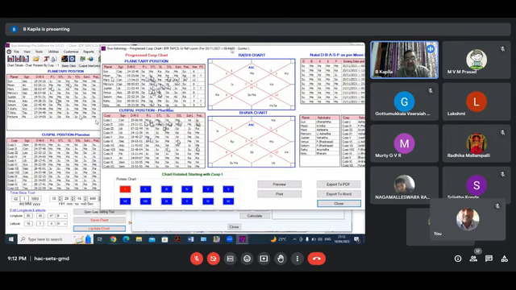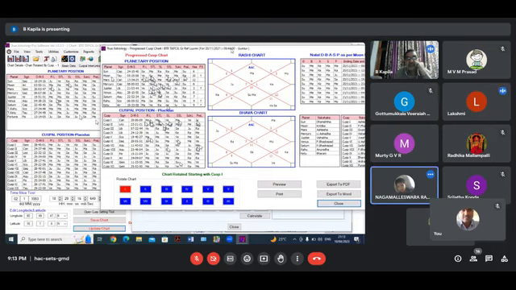Saturn is in 5, 7, 11. We have already discussed. Saturn is there in 5. Saturn is there in 7. Saturn is there in 11. And then Mercury is there in 7. Sun is there in 11. This is also done.